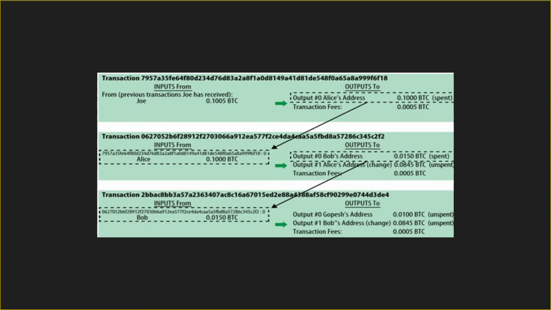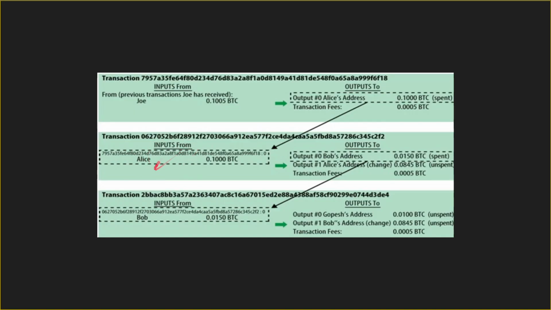Now here's an example of how transactions on the Bitcoin blockchain would be processed. We have inputs, this would be Bitcoin from previous transactions Joe has received. So let's say this person has received this amount in Bitcoin, and then the outputs. So they would be sending this amount of Bitcoin, 0.1 Bitcoin, sending to Alice's address, and the transaction fee would, let's say, be 0.005 Bitcoin.